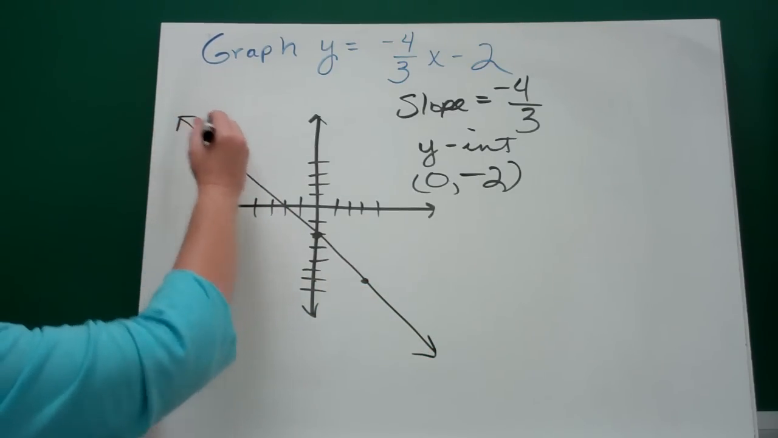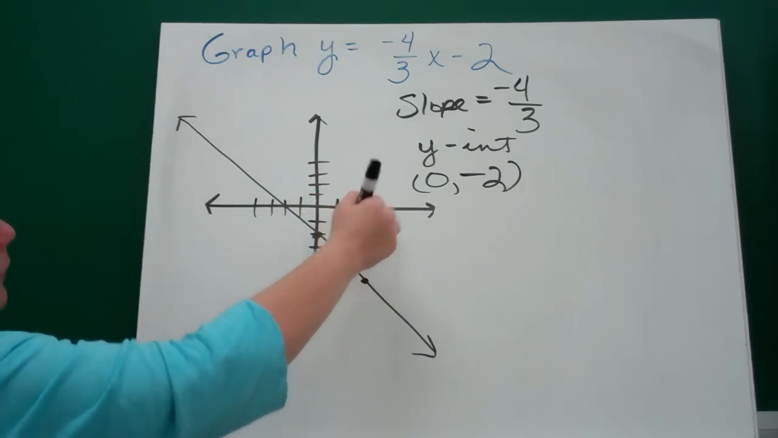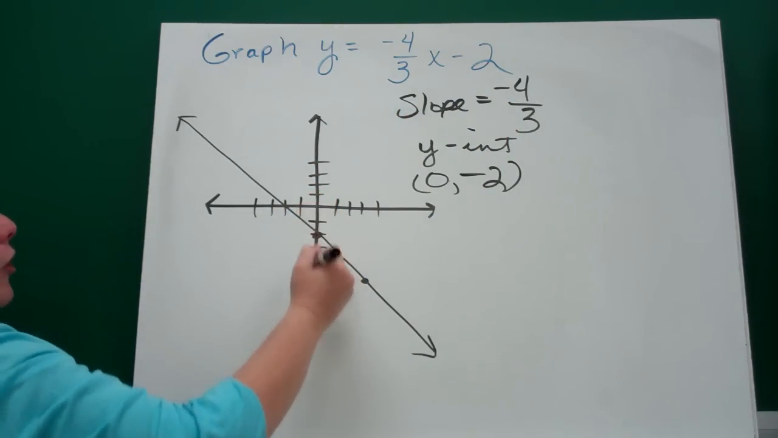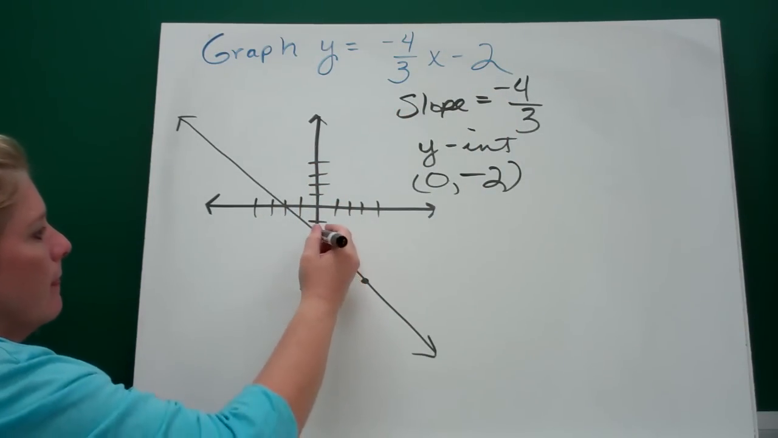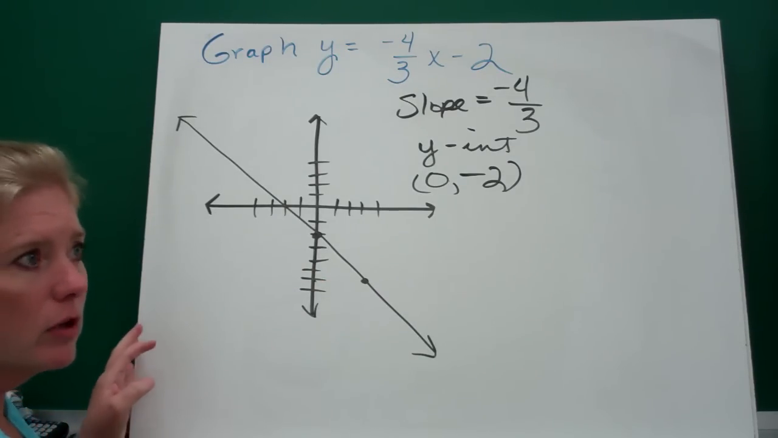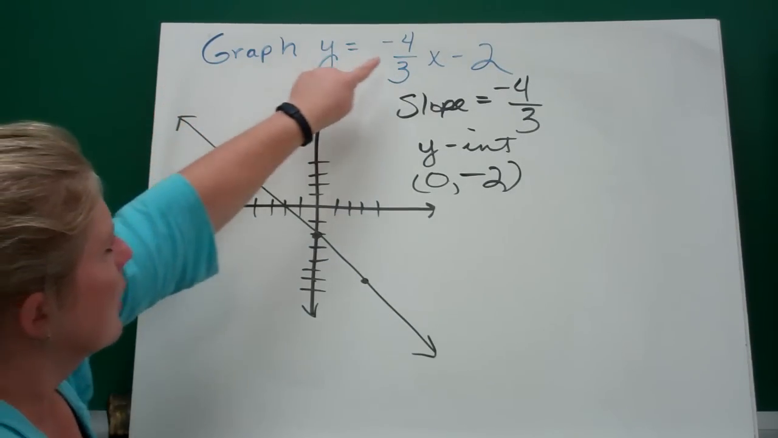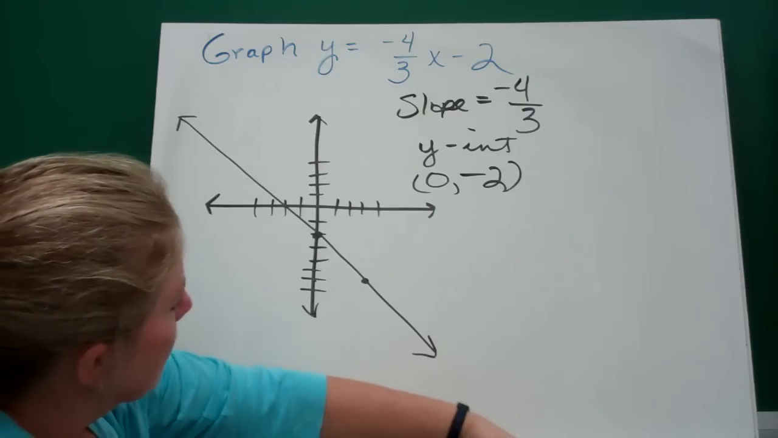Why didn't I go down 4 and back 3? Well, if I keep the negative with the vertical change, then I don't need to go negative with the horizontal change, because a negative over a negative is actually a positive, and we don't want that. Remember, negative slope, the line's falling.